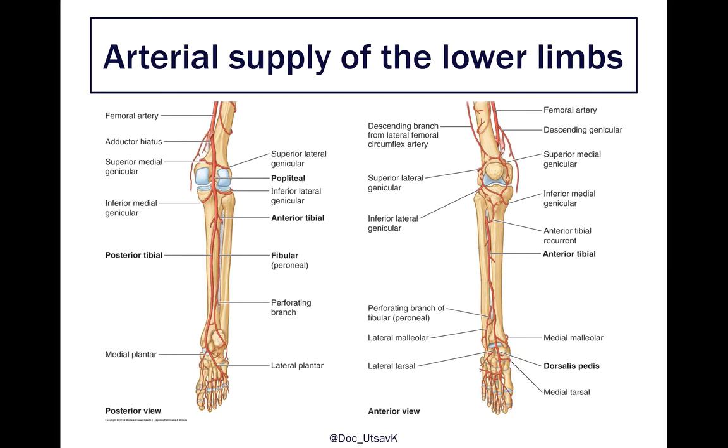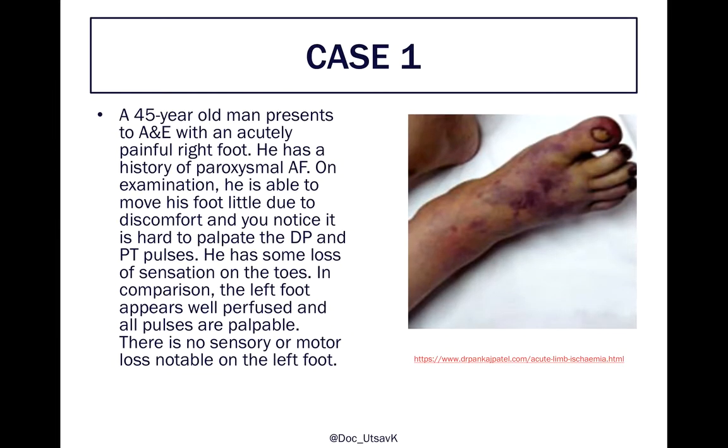Now let's look at the clinical importance of this with a case. A 45-year-old man presents to A&E with an acutely painful right foot. He has a history of paroxysmal atrial fibrillation, and on examination, he's able to move his foot little because of discomfort, and you notice it's hard to palpate the dorsalis pedis and posterior tibial pulses. He has some loss of sensation in his toes. In comparison, the left foot appears well perfused and all the pulses on the left foot are palpable.